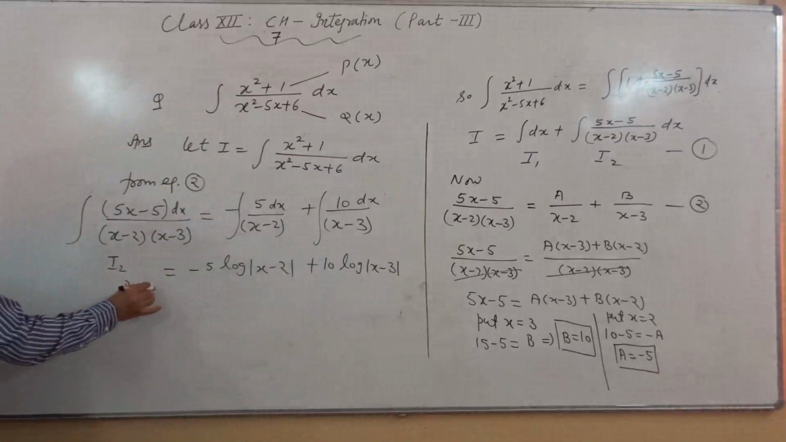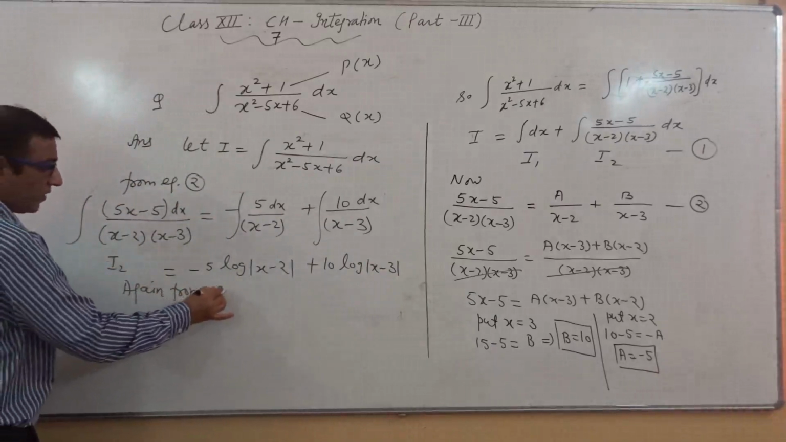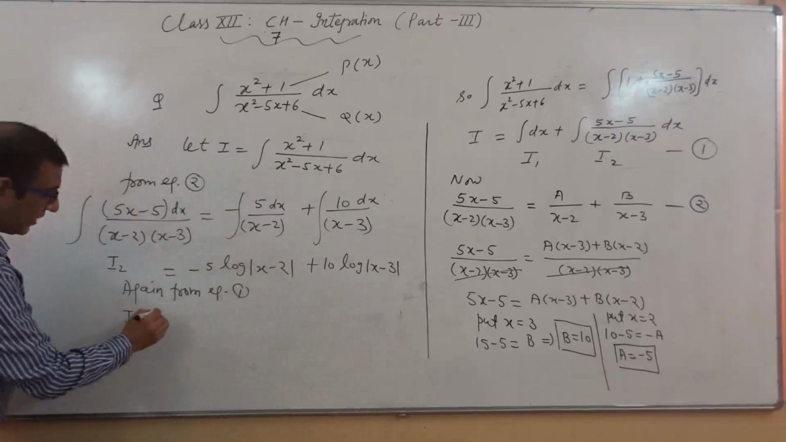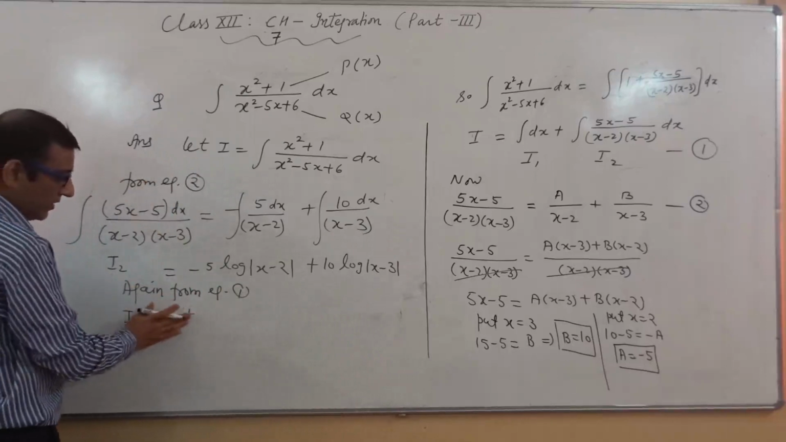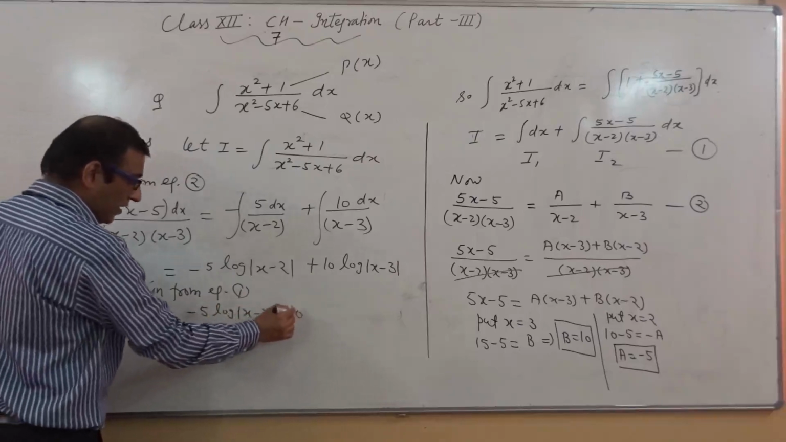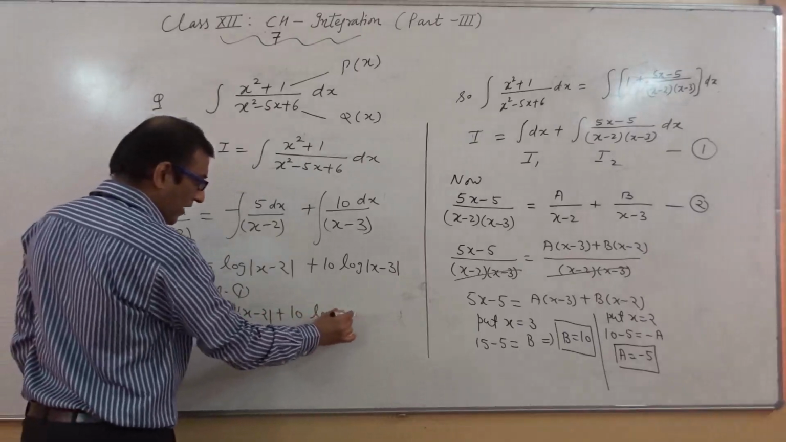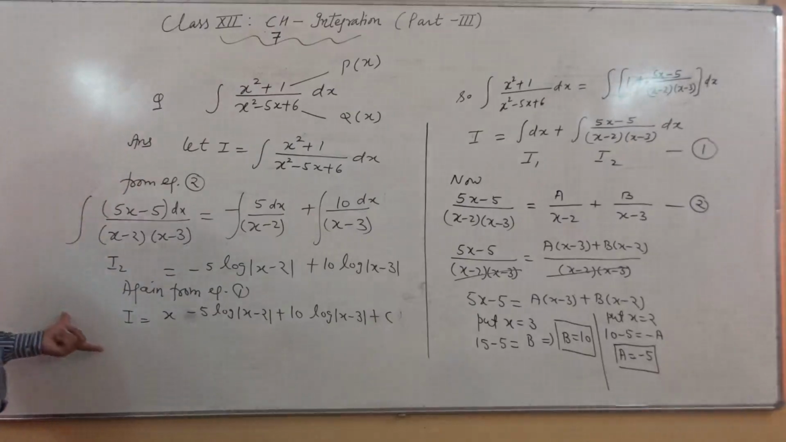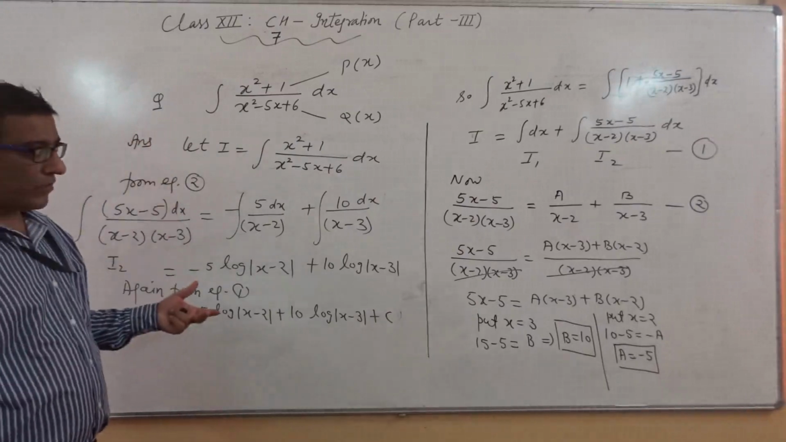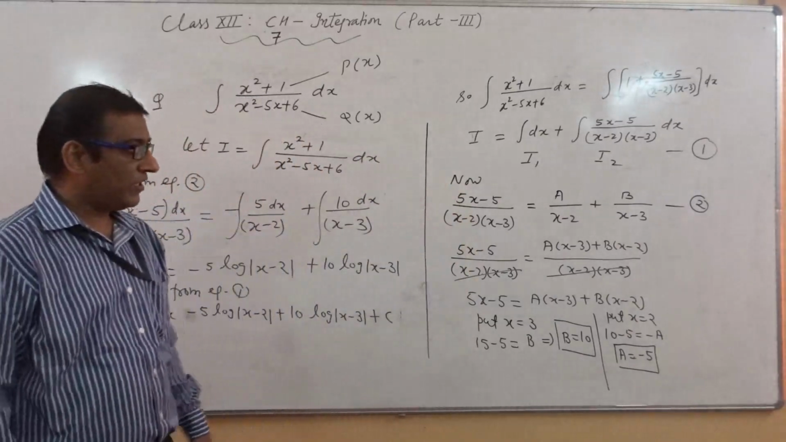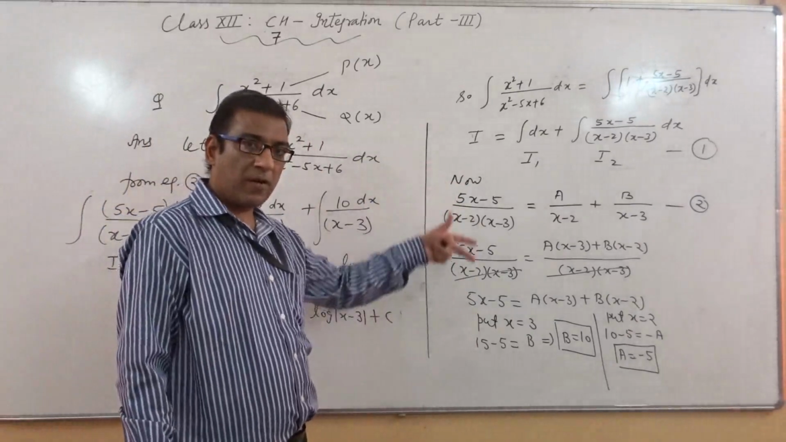So again from equation first, we can say the value of I is: the integration of I1 is x, and the integration of I2 is −5 log(x − 2) + 10 log(x − 3) + c. So this is the way of solving the question with the help of the long division process. And as you see here, we continue with the concept of partial fraction. We will apply the concept as per the table of partial fractions.